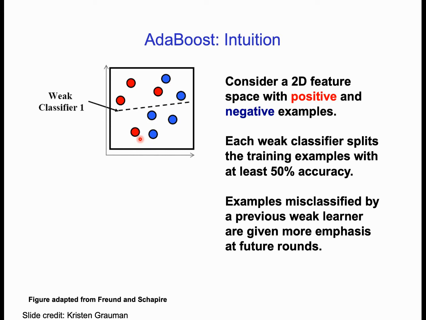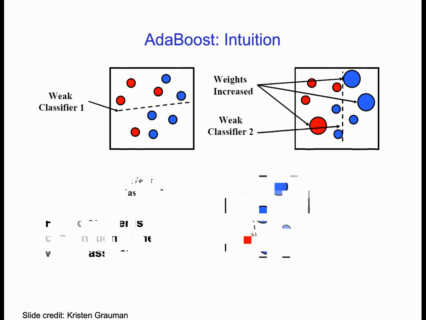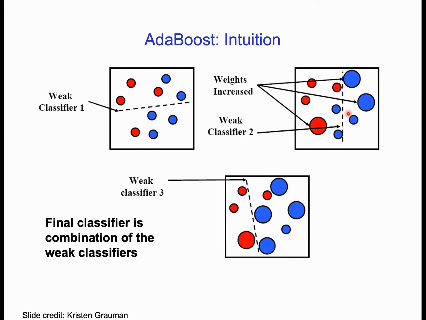In the next step, when I want to add a new weak classifier, I simply upweight the misclassified samples and find a new classifier. Again, it has to do a little bit better than chance. Now, when I combine these two, I see that I get a classifier that's quite accurate. It only makes one mistake in the red class and no mistakes in the blue class. So by combining the two weak classifiers, I get a stronger classifier.